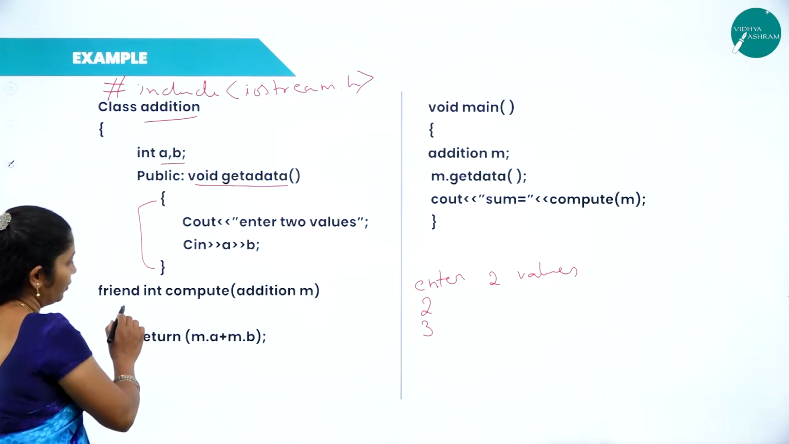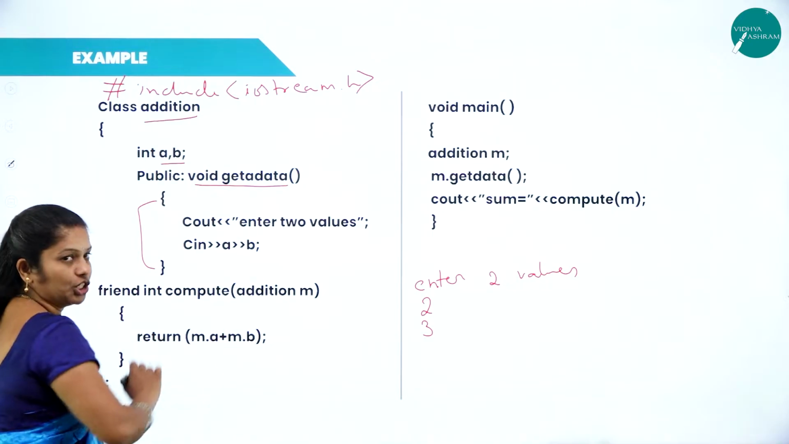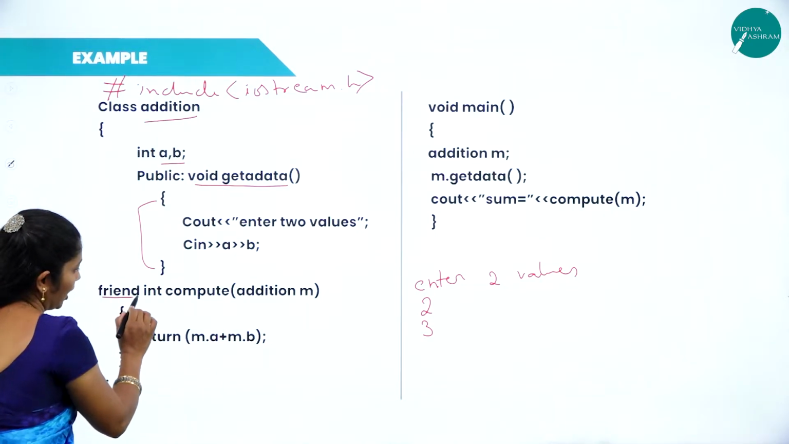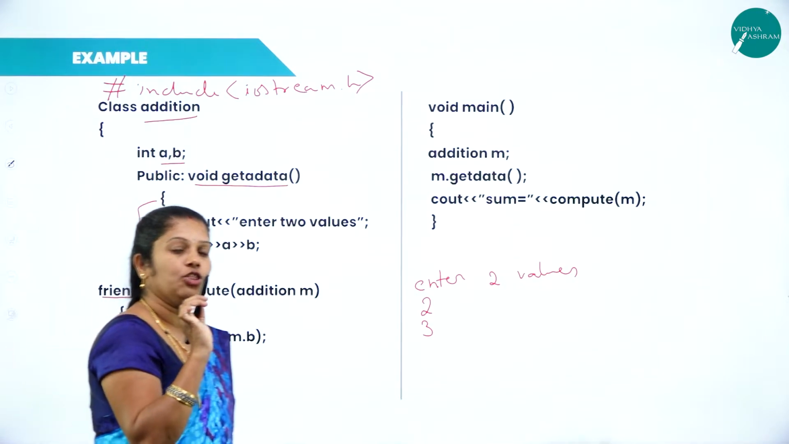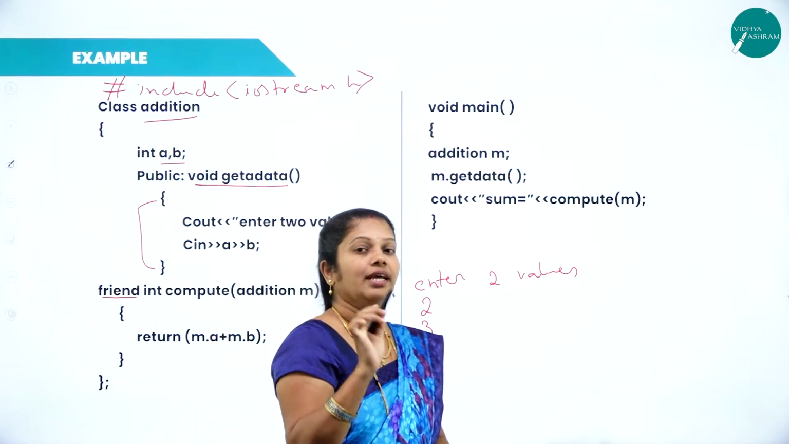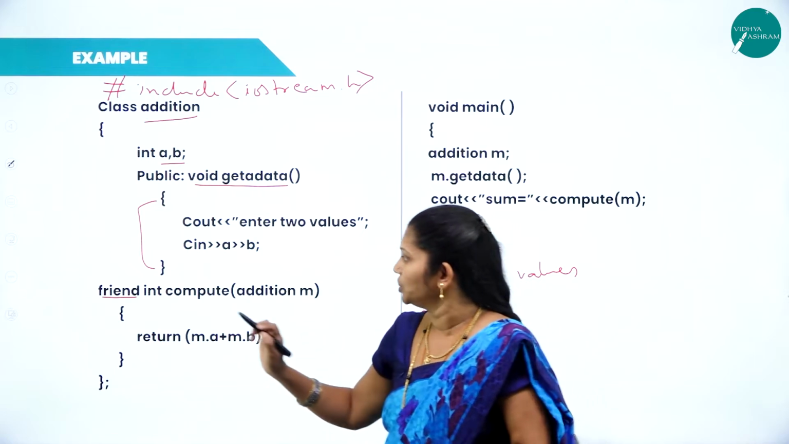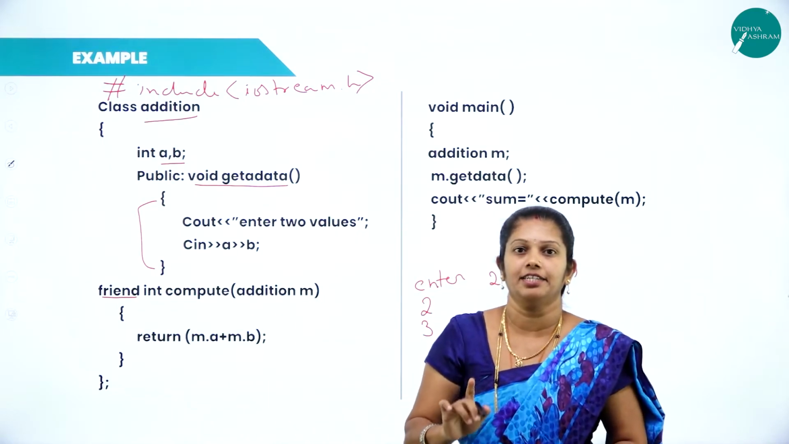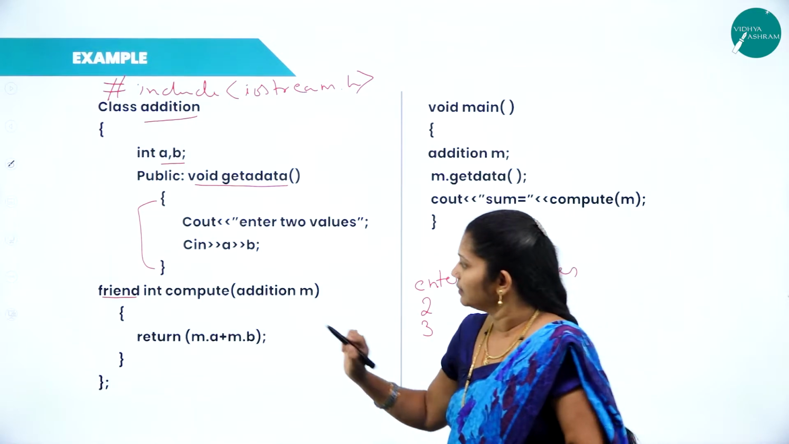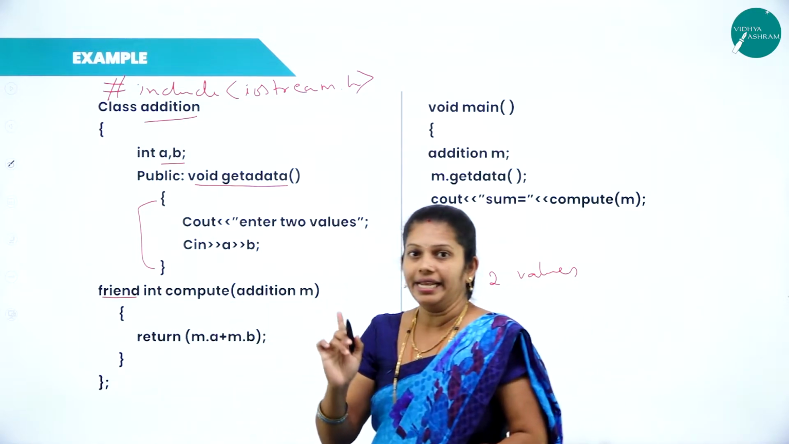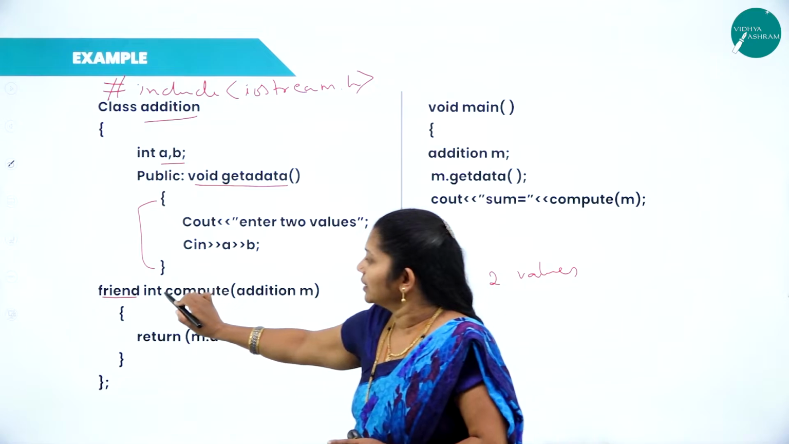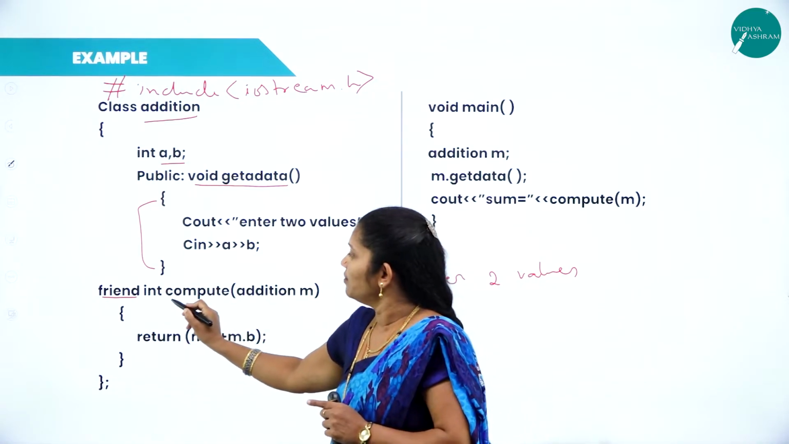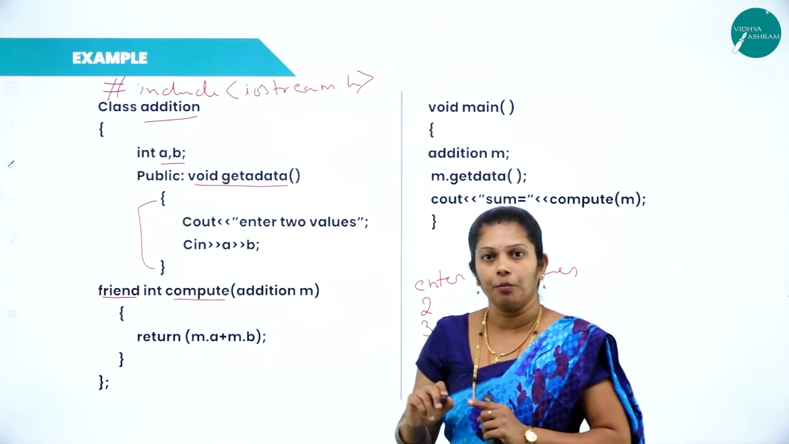Next, friend int compute (addition M) is given. It means that now we are using the keyword friend. It is a non-member function. We are using the keyword friend, and from that only I can identify it is a friend of a class. Here we have given int, because after calculation the result has to be generated in integer format. Then the function name we have given is compute.